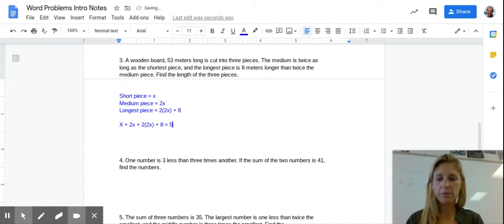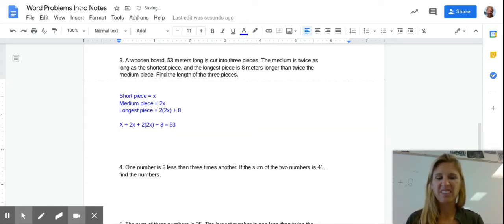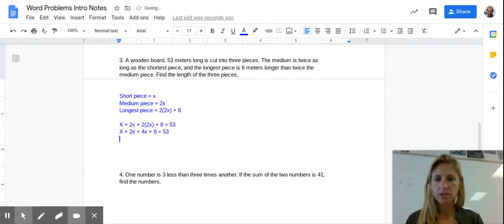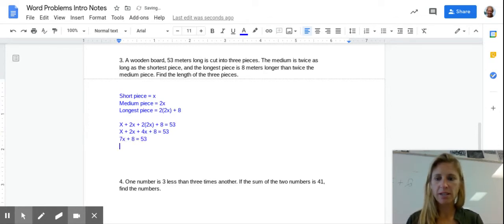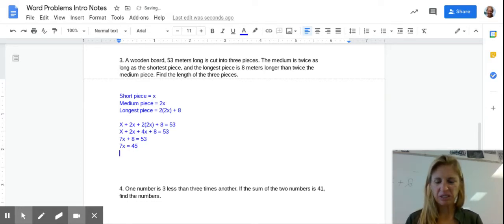And they're all going to add up to 53. That's my equation. So let me put all that together. I'm going to have x plus 2x plus 4x plus 8. So 4, 5, 6, so 7x plus 8 equals 53. Subtract 8 from both sides. 7x equals 45. Ooh, this one's not going to work out, is it? Gross. X is going to equal 45 over 7.